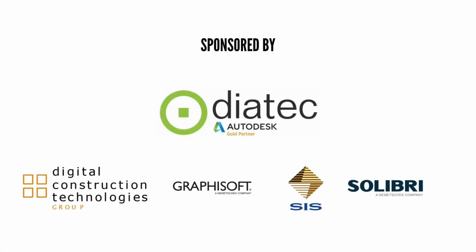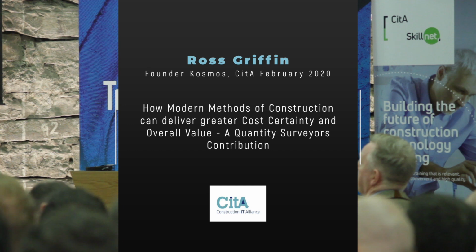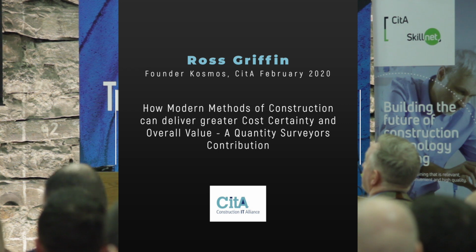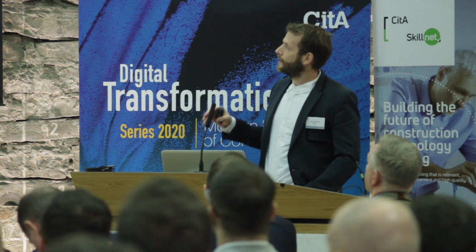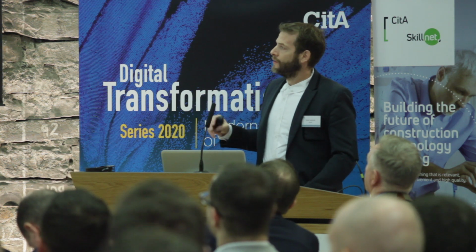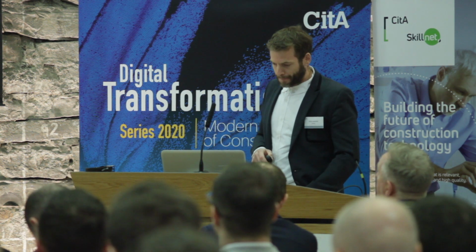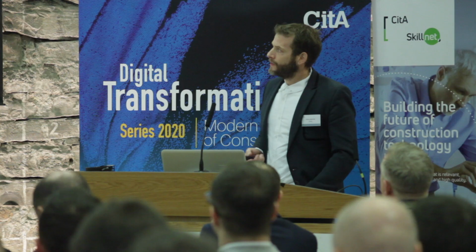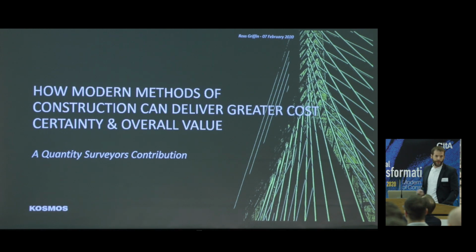So, my name is Ross Griffin, and I'm the founder of Kosmos. We're a specialist cost consultant based out of Copenhagen. I was chatting to Alan about the topic we were going to talk about today: greater cost certainty and overall value from a quantity surveyor's contribution. Thinking about modern methods of construction, I decided to focus on what the quantity surveyor can add in the future through digitalization and automation, being a modern method of construction also. So that's what we're going to talk about today.